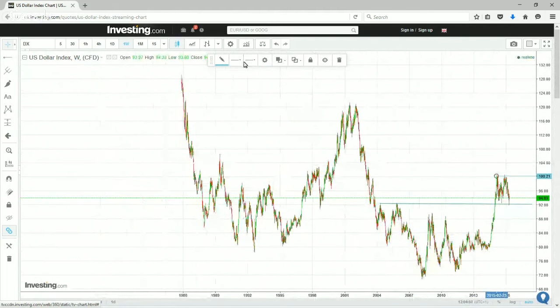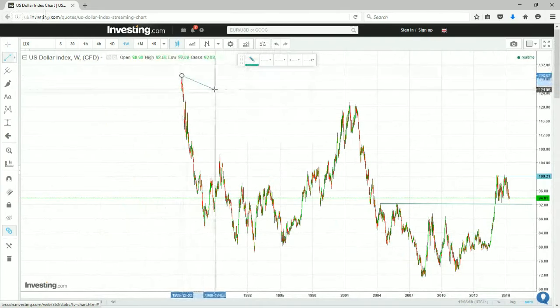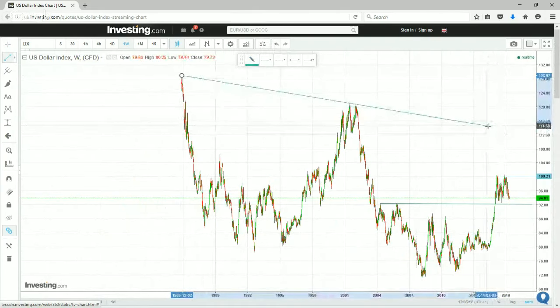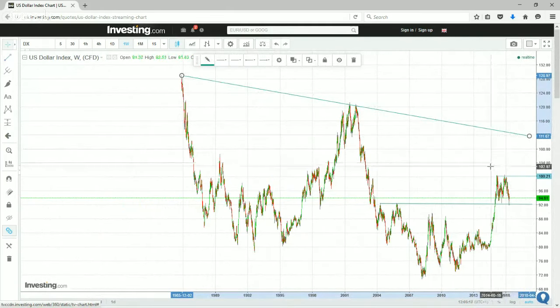And then obviously beyond that, we have the ultimate bearish trend line, coming down from the 1980s highs, taking in the early 2000 highs, and so that's way above the market.